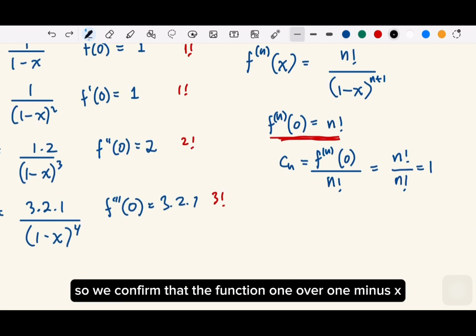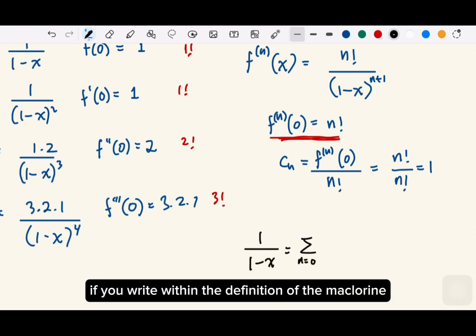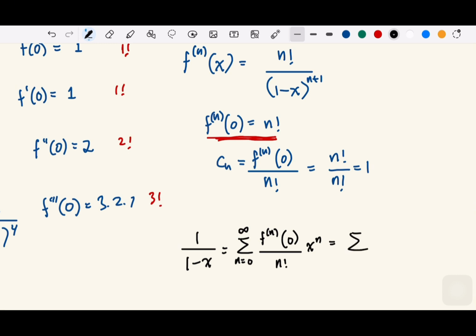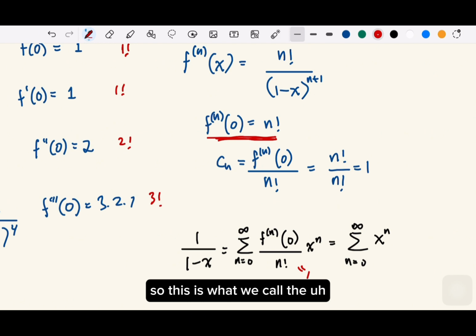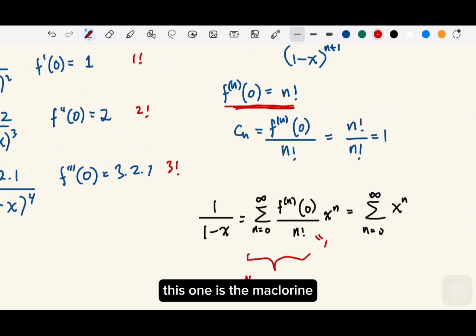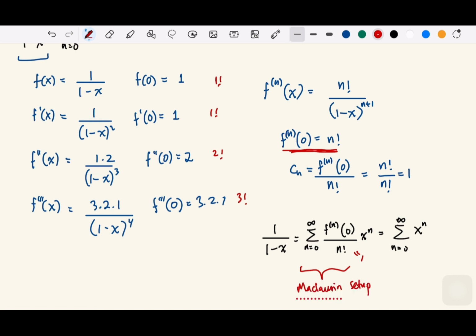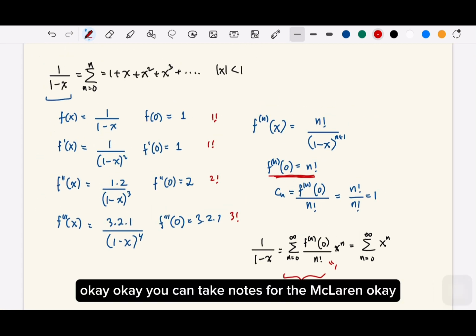So we confirm that the function 1 over 1 minus x, if you write it within the definition of the Maclaurin series, is equal to this, because this is equal to 1, right? So this is what we call the Maclaurin setup, or Maclaurin general formula. You can take notes for the Maclaurin.